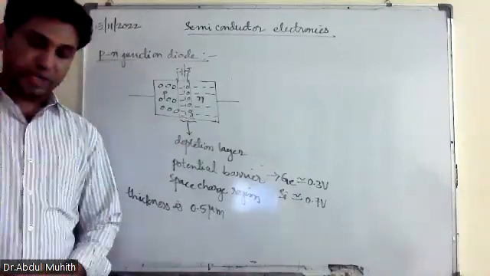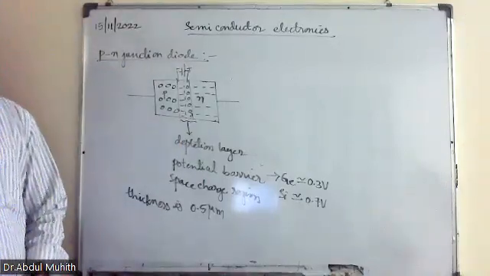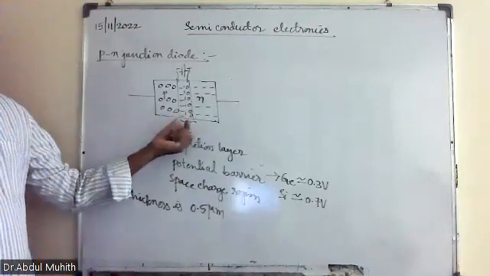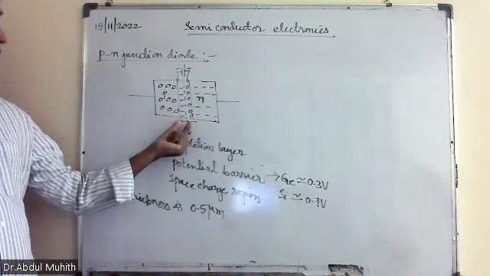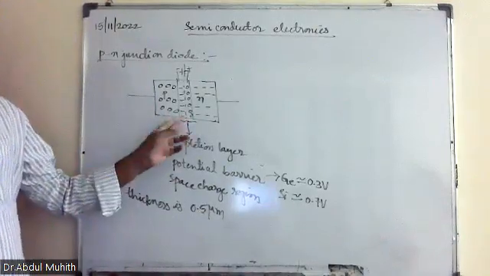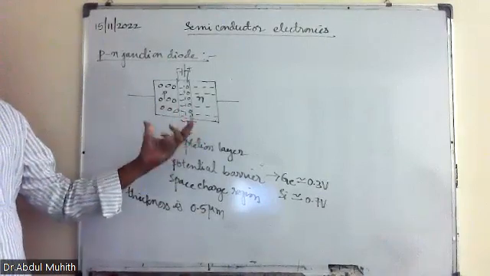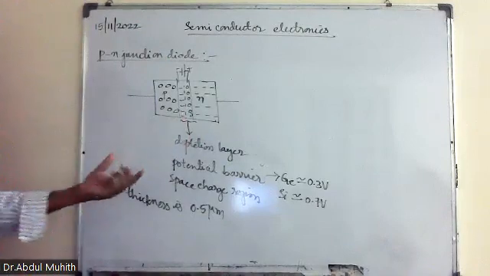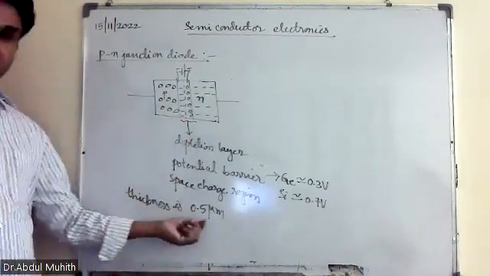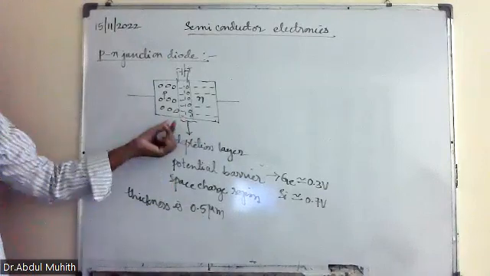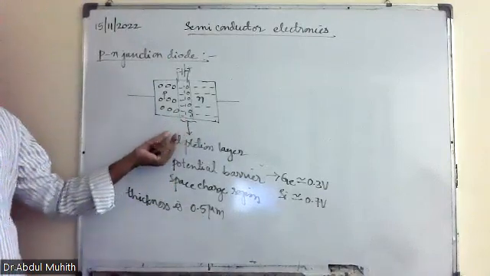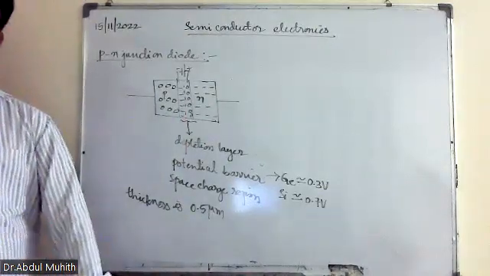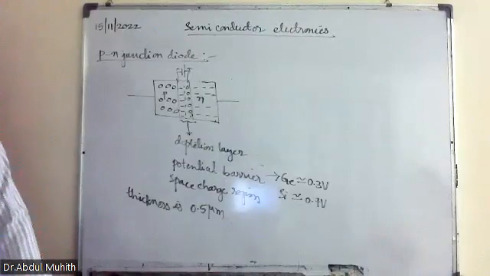Let me explain once again. When a P-type substrate is brought very close to N-type substrate, a PN junction diode is formed. In P-type, minority carriers are electrons. In N-type, minority carriers are holes. They come together and form a layer, depletion region or space charge region. The thickness of that region is 0.5 micrometer. A small potential is developed, known as potential barrier. In case of germanium, it is 0.3 volts, and in case of silicon, it is 0.7 volts.